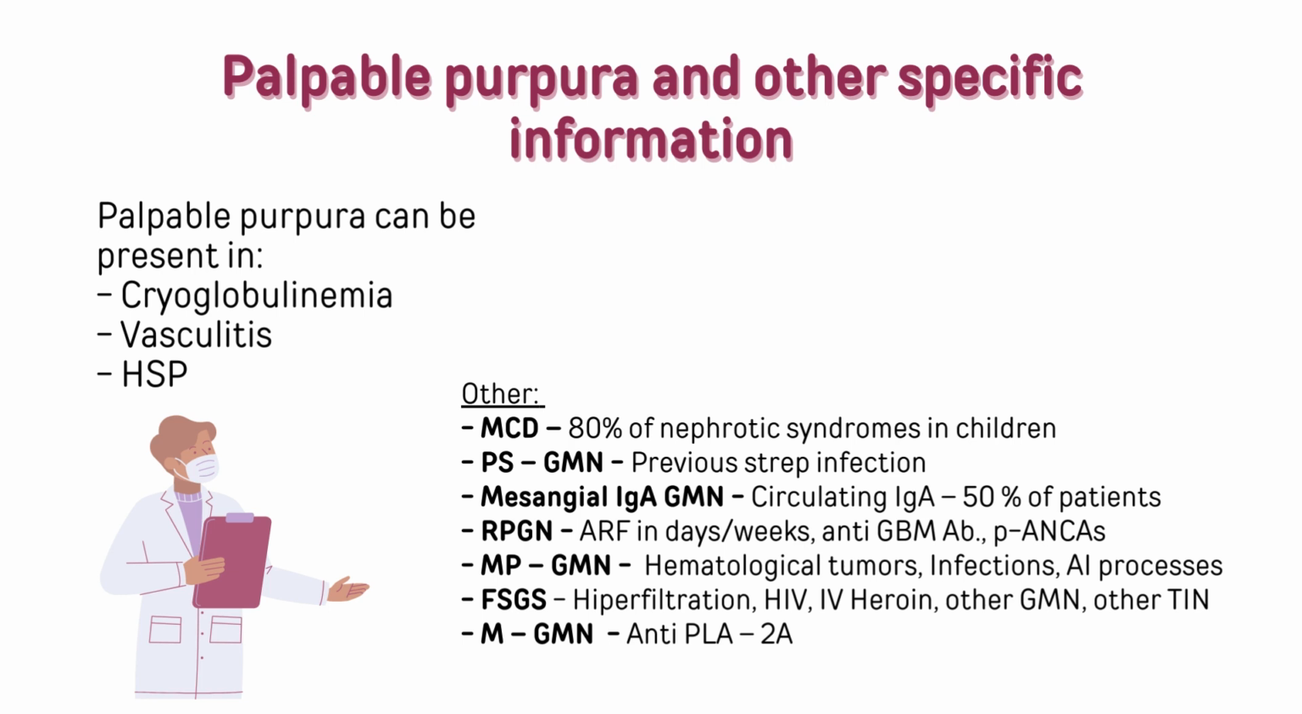minimal change disease accounts for 80% of nephrotic syndromes in children. Post-streptococcal glomerulonephritis courses with a previous streptococcal infection after an incubation period. Mesangial IgA glomerulonephritis has circulating immunoglobulin A in serum of 50% of patients. Rapidly progressive glomerulonephritis is characterized by acute renal failure in days or weeks.